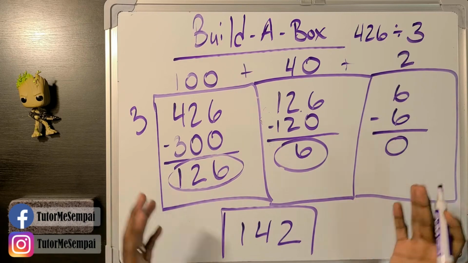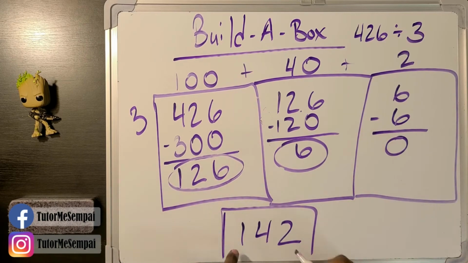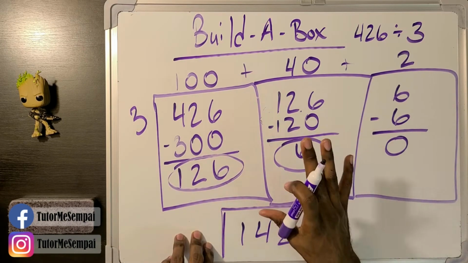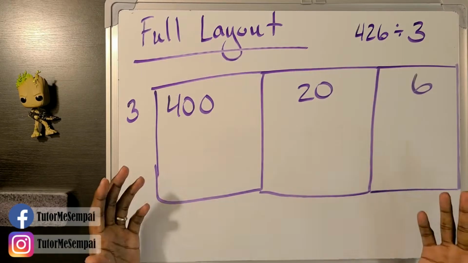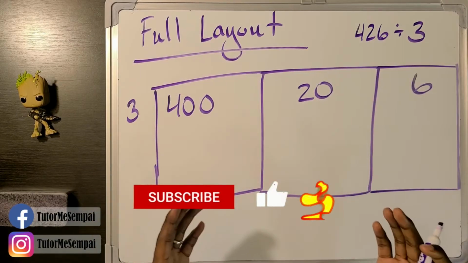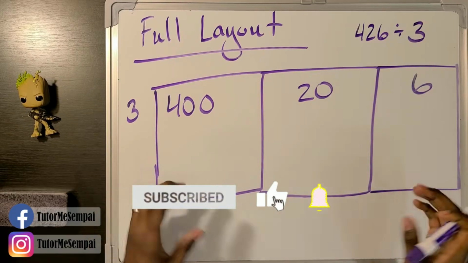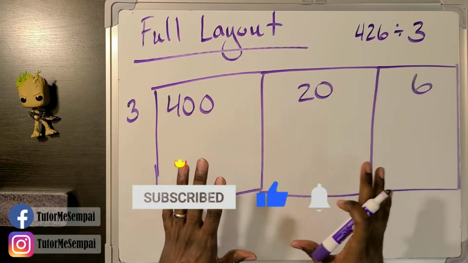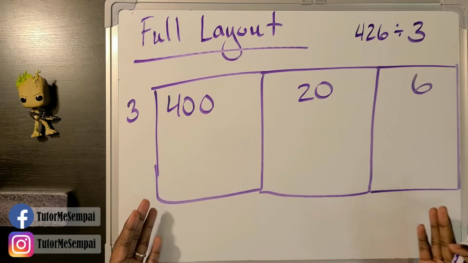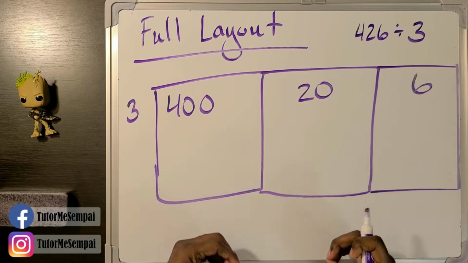So let's look at the next version and see if we're going to get the same exact answer. We should, but we're going to do it a slightly different way. This version of the area model is something I call the full layout. Now, this is slightly different from what we just saw. You see 3 boxes here already. That's why I call it the full layout.